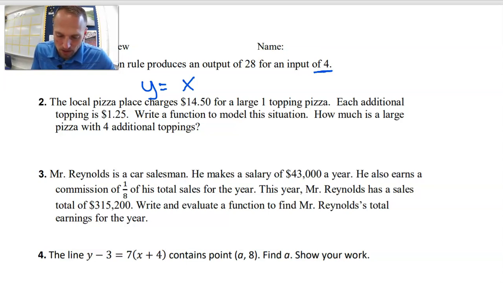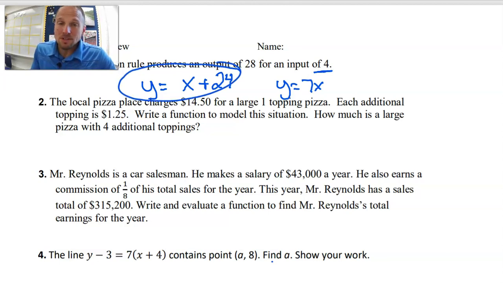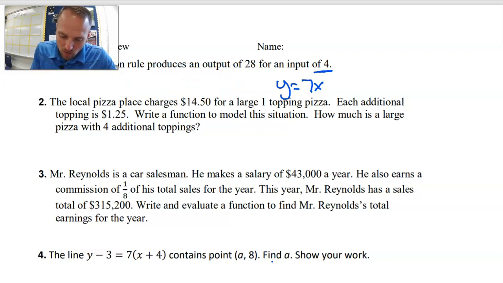Lots of different ways. But I'm going to say that the easiest way to do this is just to add 24. So that's what I would do. Y equals x plus 24. Now, you certainly could say y equals 7x. That would work, okay? But just in general, just adding something or subtracting something is going to be a pretty easy way to do that.